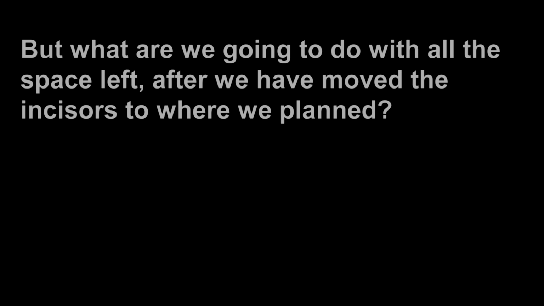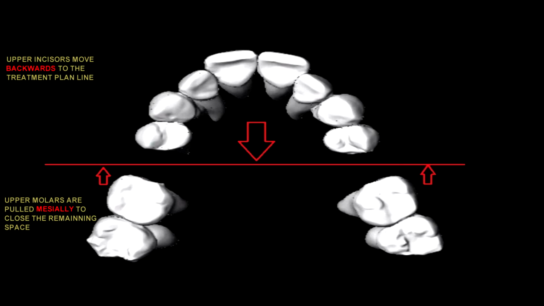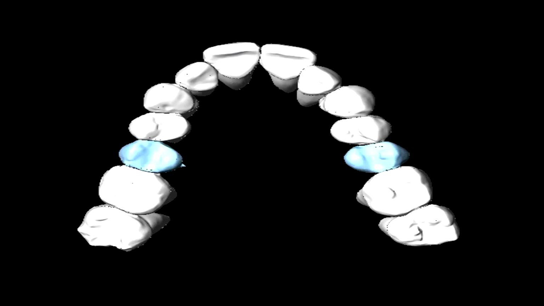But what are we going to do with all the space left after we have moved the incisors to where we planned? We know that if we move the front teeth all the way back to close all the extraction space, the upper lip will move too far back and the face will have a dished-in appearance with a protruding nose. So the technical design is to use only half the space for the front teeth to move back and then pull the molar teeth forward to close the rest of the space.